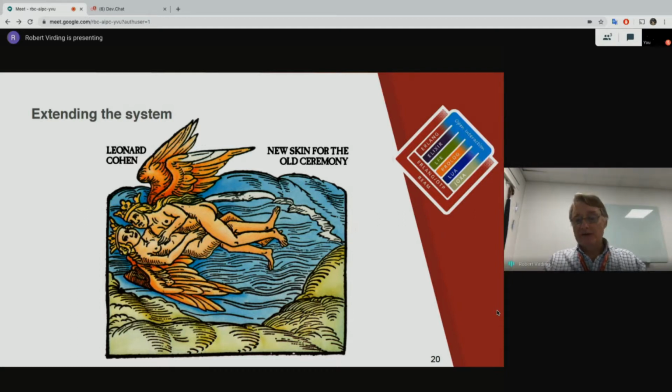This, by the way, this Leonard Cohen CD is very good. It's depressing as Leonard Cohen always is, but the music's extremely good if you want to listen to it.